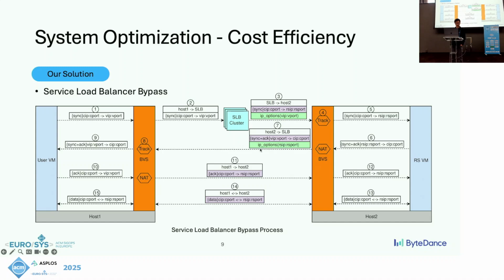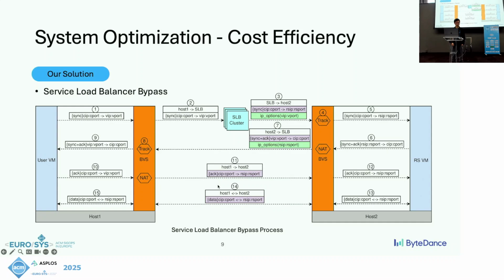With that, we still send the first packet to the service load balancer. But the service load balancer will carry the VIP and vPort information inside the IP options. That information is sent to the destination BVS. BVS will keep that information, and when it sends the packet back, it knows what previous IP address it needs to revert NAT back to. So all the subsequent packets will bypass the service load balancer.